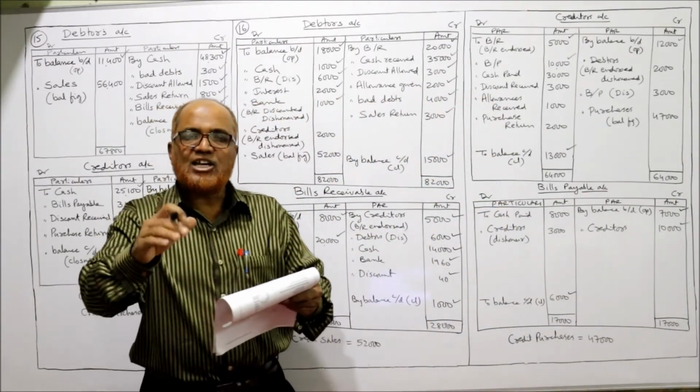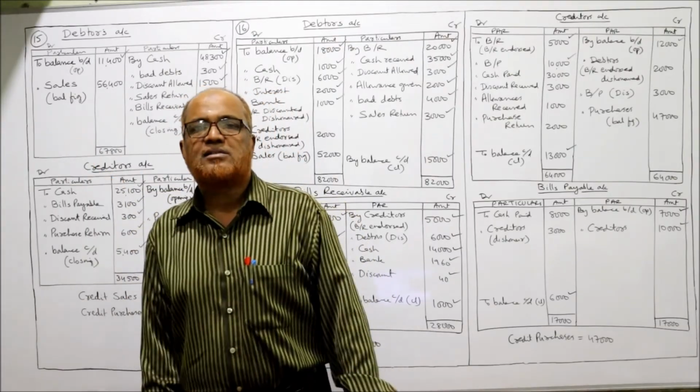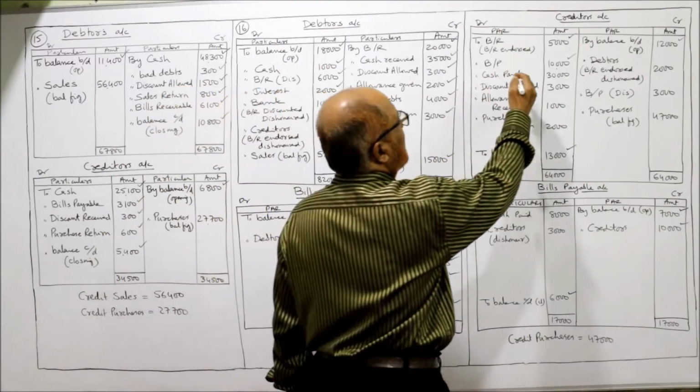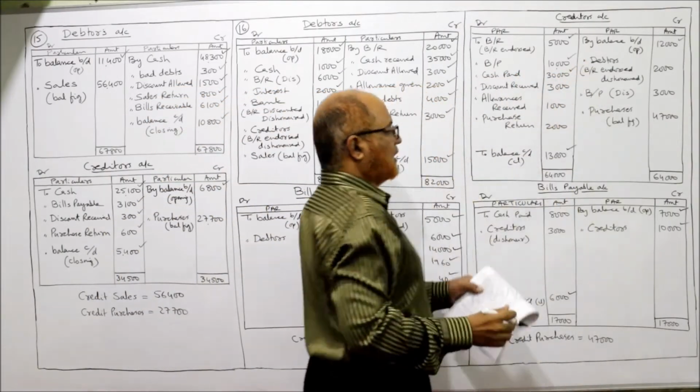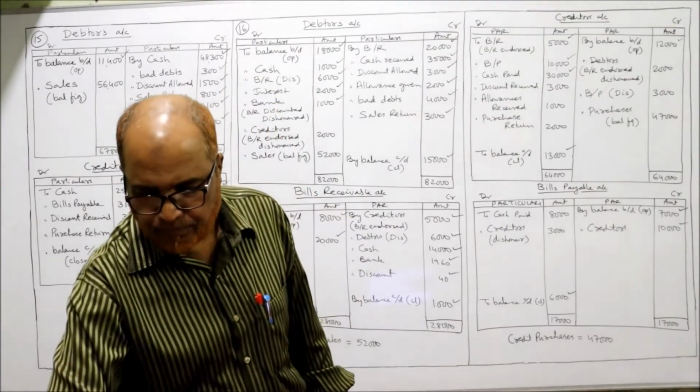Next comes cash paid to creditors. Creditors account debtor to cash. So creditors debit side to cash, 30,000 cash paid.